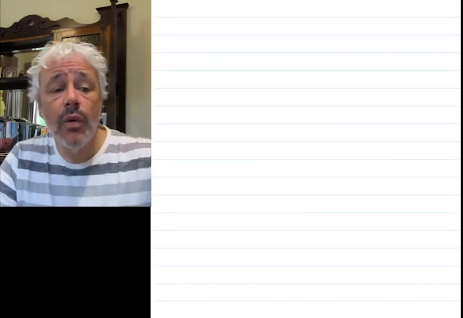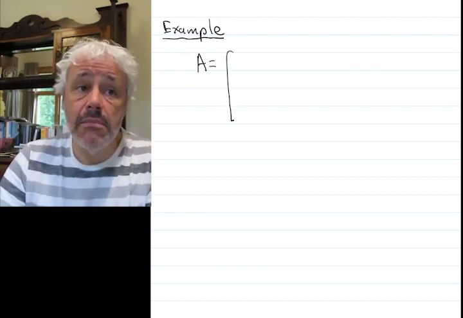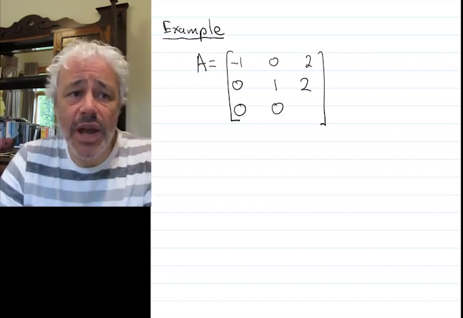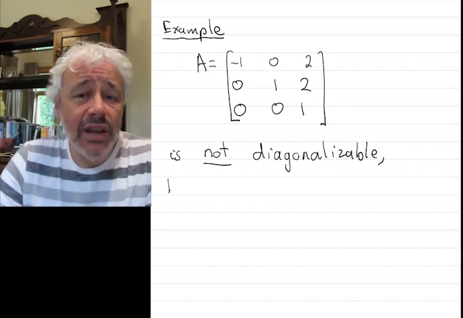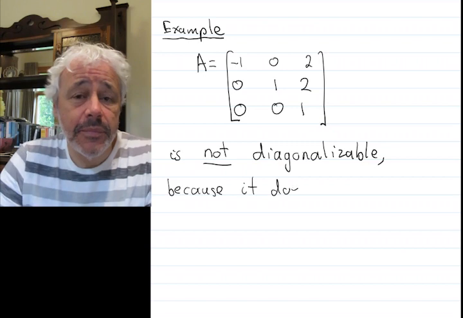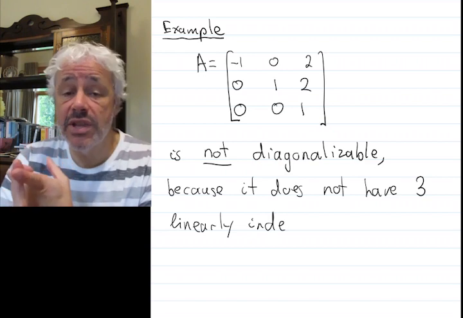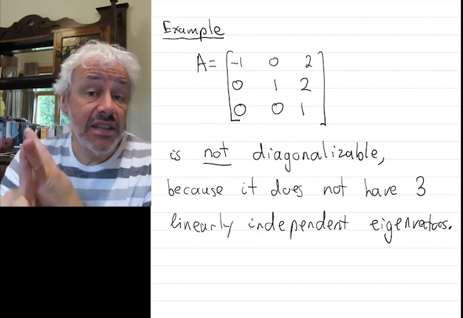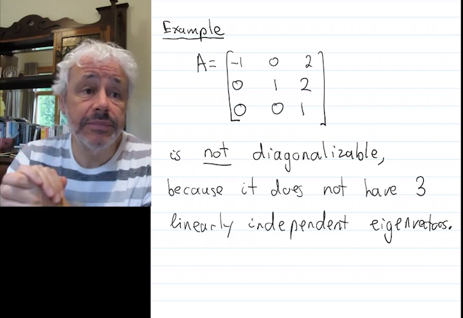What could go wrong? Well, I did another matrix in the last lesson which illustrates what can go wrong. That was this matrix, minus 1, 0, 2, 0, 1, 2, 0, 0, 0, 0, 1. That matrix is not diagonalizable. That was the matrix which had a double eigenvalue 1 with only one eigenvector. So where could I possibly get three linearly independent eigenvectors? I've got one eigenvector that goes with the eigenvalue negative 1. I've only got one eigenvector that goes with the eigenvalue 1. There's no way I can get a third one. So this is the bad case.